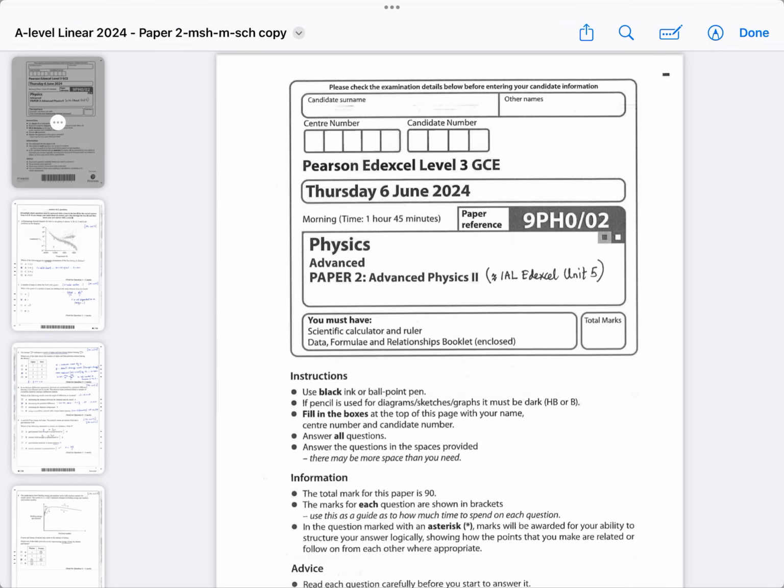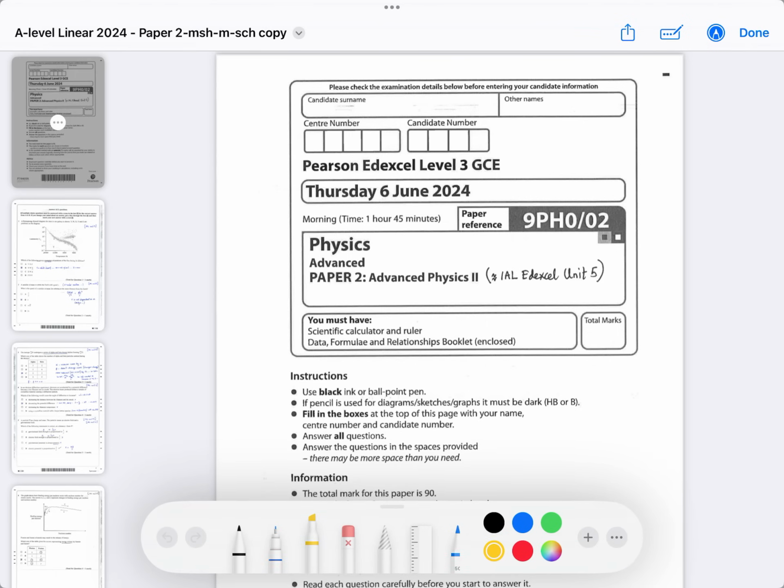Okay, today's video is Pearson Edexcel Physics Linear A-Level. It's Paper 2 in Year 13, so it's Advanced Physics 2. It's the equivalent in International Edexcel of IAL Unit 5. So if you're doing IAL Unit 5, which is on fields, particle physics, this unit is very useful.